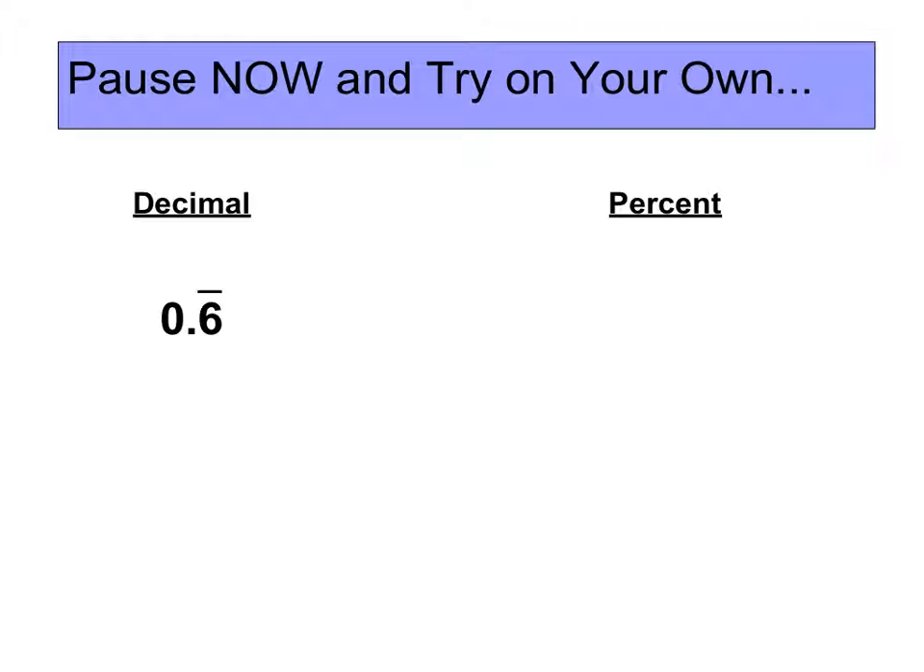You should pause the video now and try this one on your own. When you're ready to see the answer, start the video again. This decimal is 0.6 repeating, which could also be written as 0.6666, and it repeats 6 to infinity.